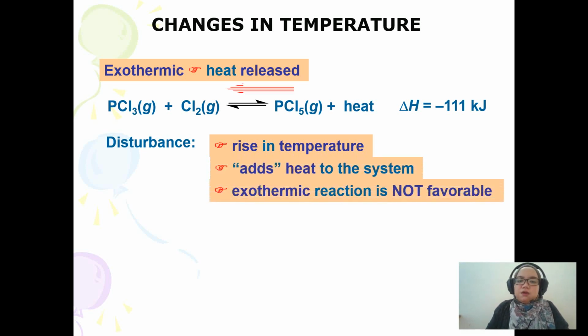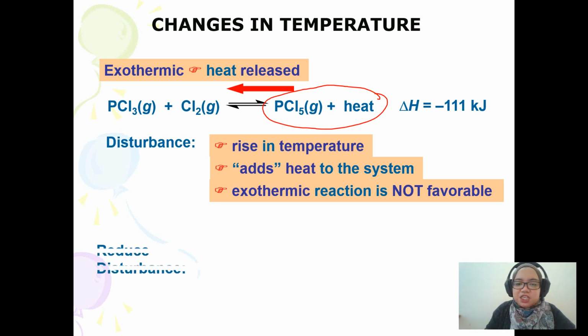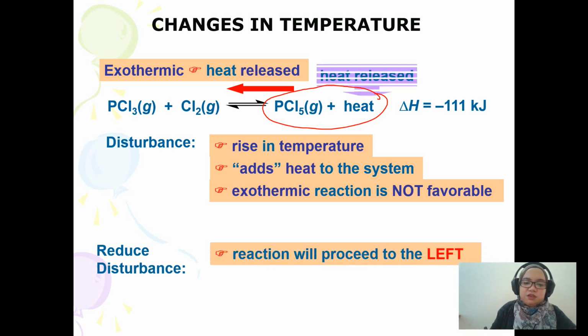Okay, so dia akan absorb heat. So, equilibrium position akan shift to the left to absorb the additional heat. Macam mana? Bila produk ni react dengan heat, dia orang akan form balik reactant. So that is why to reduce the temperature, the equilibrium position will shift to the left to absorb the additional heat. So reaction will proceed to the left so that it can absorb the heat.